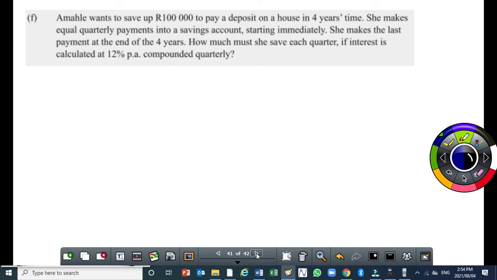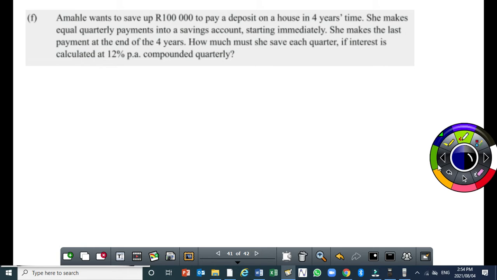How do I know that? Let's read the question. The question says, Amaste wants to save up 100,000 rand to pay a deposit. Now check this out. The first amount which is there, that's the amount of money that the person wants to save. So that's our F. Is that clear? That's our F. So F is given here. So she wants to save 100,000 rand to pay a deposit on a house in 4 years' time.